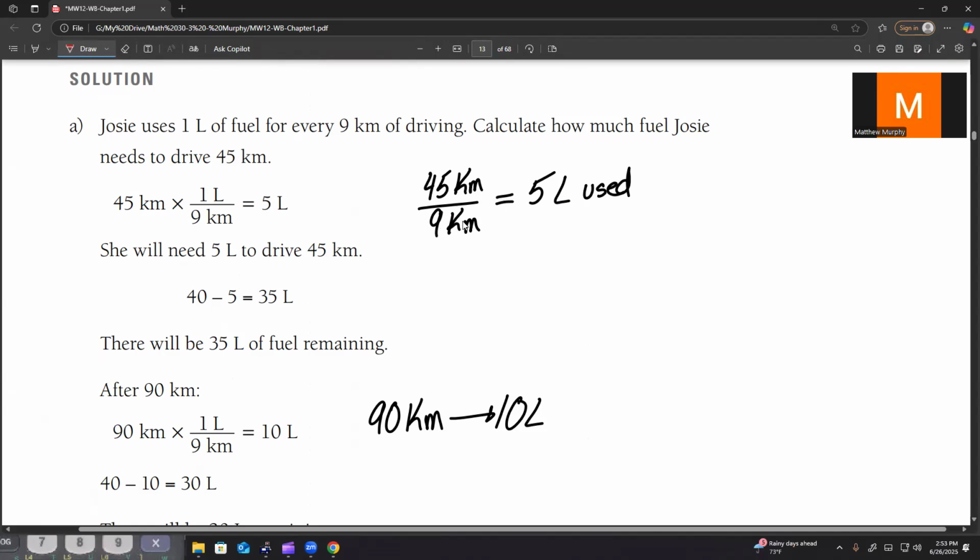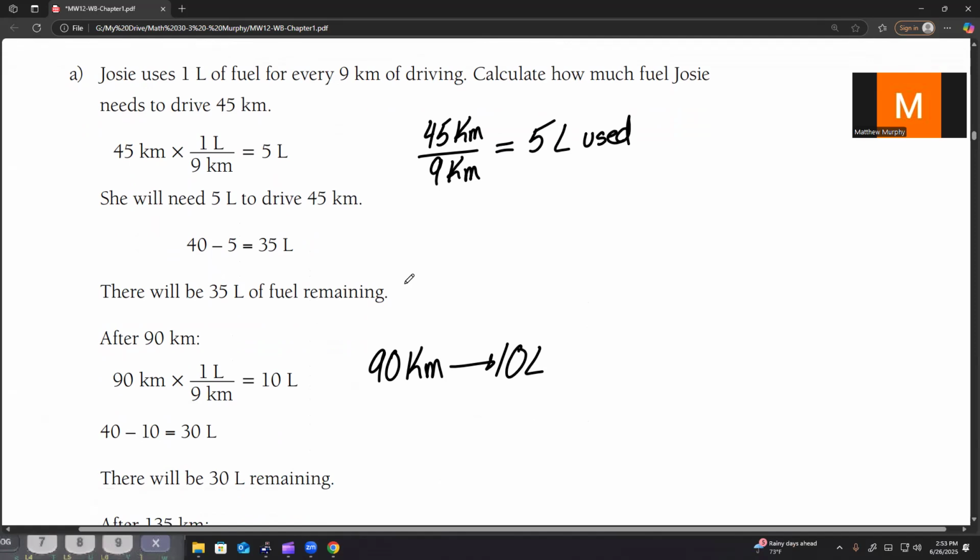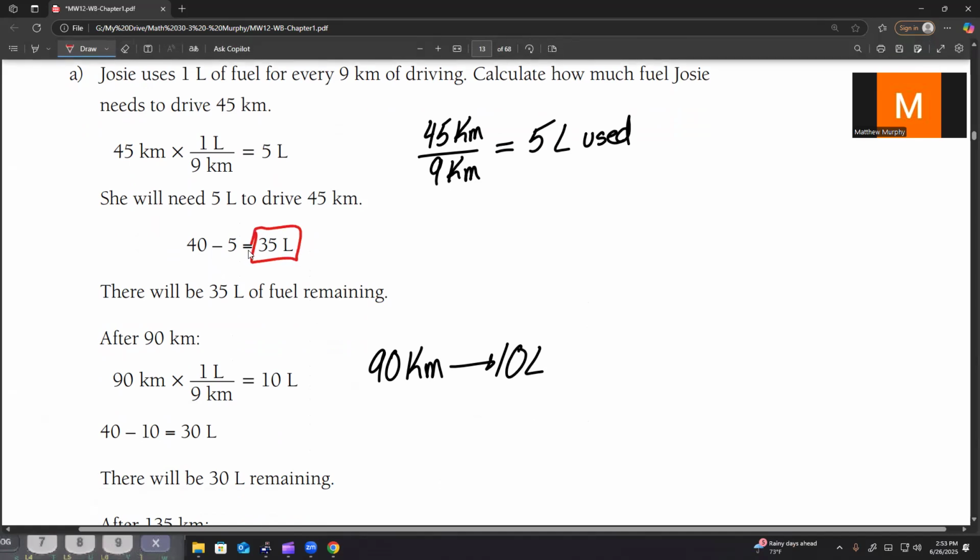So 2 liters would be 18. 3 liters would be 27. 4 liters would be 36. And 5 liters would be 45. But there's kind of a way you can do it there if this over here is a little bit too confusing for you. So over that 45 kilometers, the fuel remaining in her tank will be 35.